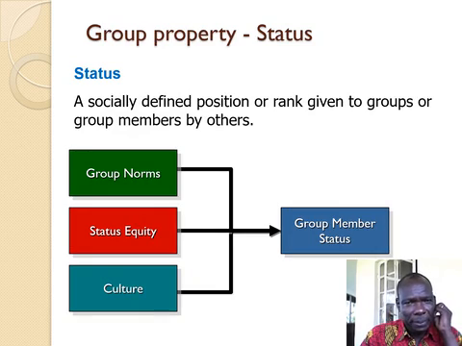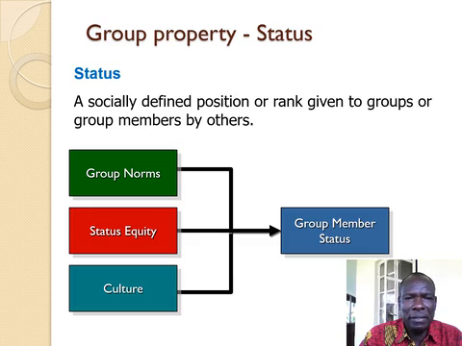So the third set of properties of group property is status. What is a status? A status is a socially defined position or a rank given to groups or group members by others. Okay? Of course, in a formal organization, a dean is a position. So it's a status, it's a rank. The head of department is a rank, it is a status. The head of unit is a rank, is a status. The coordinator of a program is a rank or a status, and so on and so on.